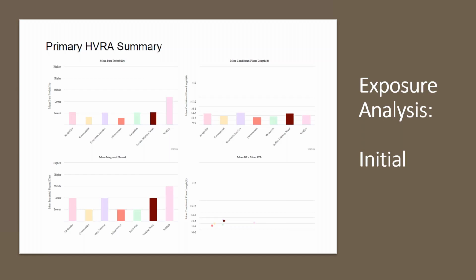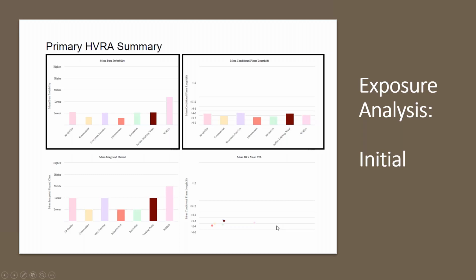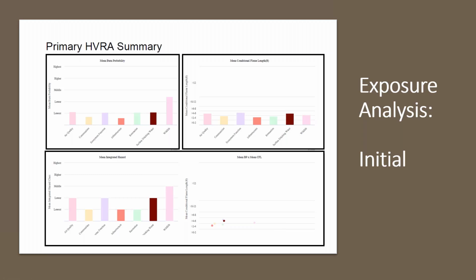So next, I ran an exposure analysis with the initial landscape, and this is a snapshot of the exposure analysis results for the primary HVRA data set using the landscape before any treatments were applied. We'll take a look at a full report here in a bit, but for now, we're just going to look at the mean burn probability, the mean conditional flame length, and the mean integrated hazard. These bottom 2 are the same graph, the same data, it's just shown in different graph formats.